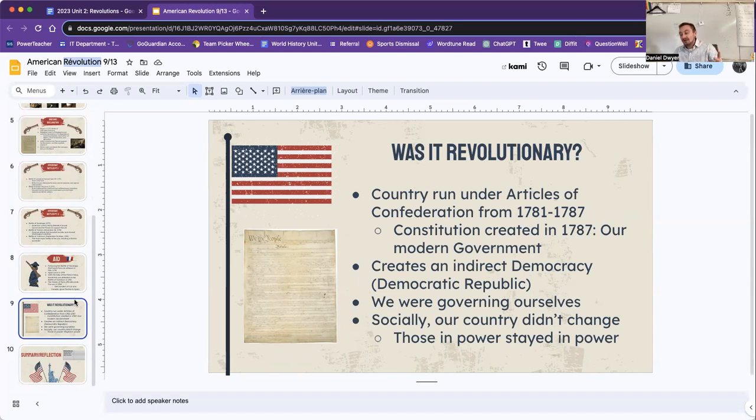And the big thing about was it revolutionary socially, our country doesn't really change that much. Yes, the British are not controlling us, but it's still the wealthy and the elites that are ruling over us. Those in power stayed in power. It's not like the peasants rose up and are now leading the country. It's pretty much the wealthy that were already leading the country. It's just rather than them being wealthy British people, it's wealthy Americans that are leading the country. So that's why we sometimes talk about it as not being as revolutionary as, say, the French Revolution, which we will be getting to.